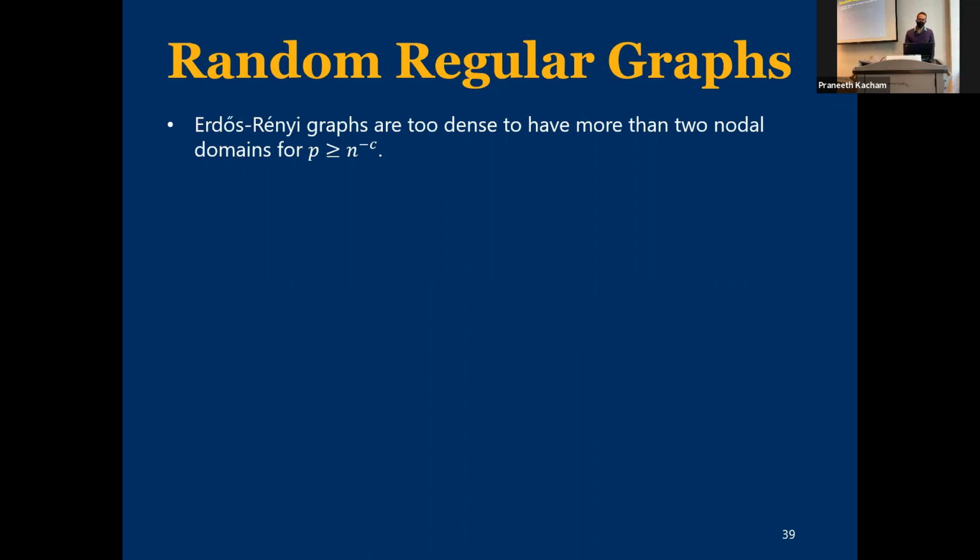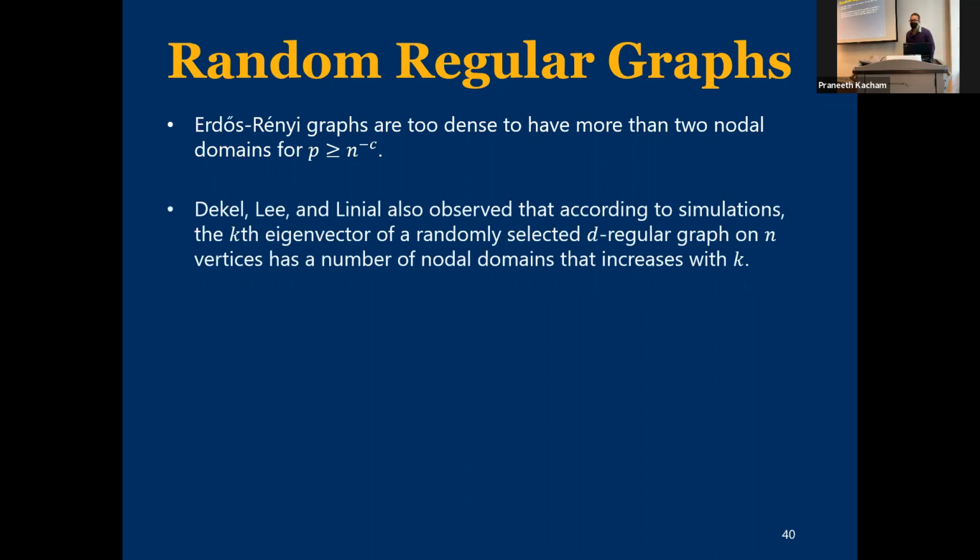So in the same paper from 10 years ago, Dekel, Lee, and Linial observed that according to simulations, if instead of looking at an Erdős-Rényi graph, I look at a randomly selected d-regular graph for small d, the number of nodal domains increases with k. So we no longer have this behavior where I have exactly 2 nodal domains. I now have an increasing number of nodal domains, the higher the index of my eigenvalue is.